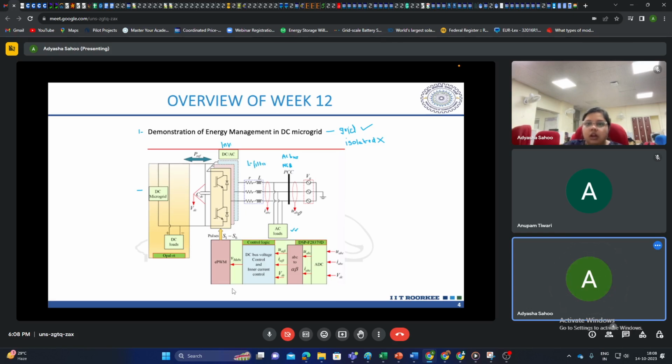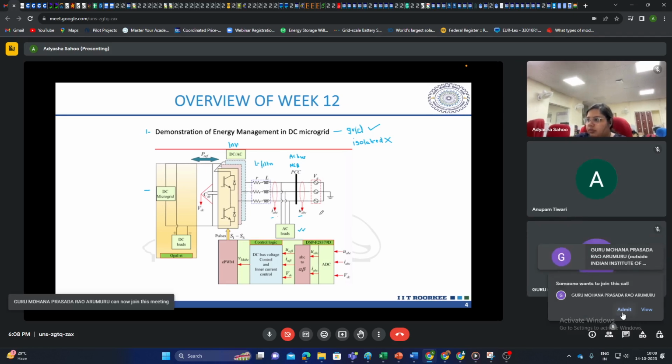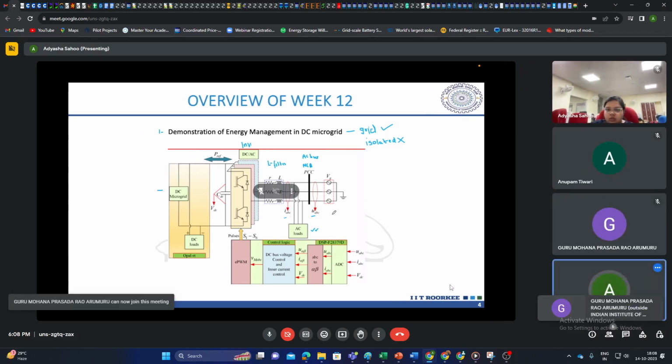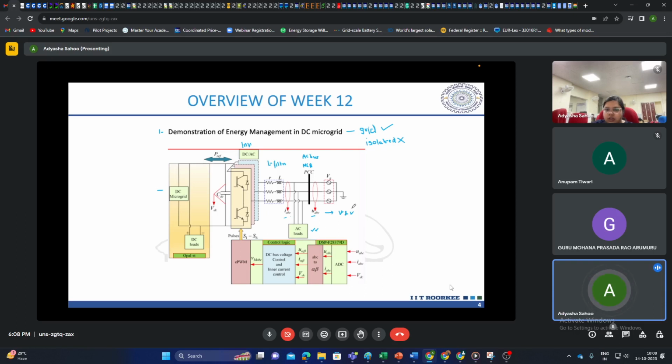Then sensors are deployed here basically to sense this voltage and current. So these measurements are done using voltage and current sensors. They sense the output voltage and current, which will be used in the control algorithm here.